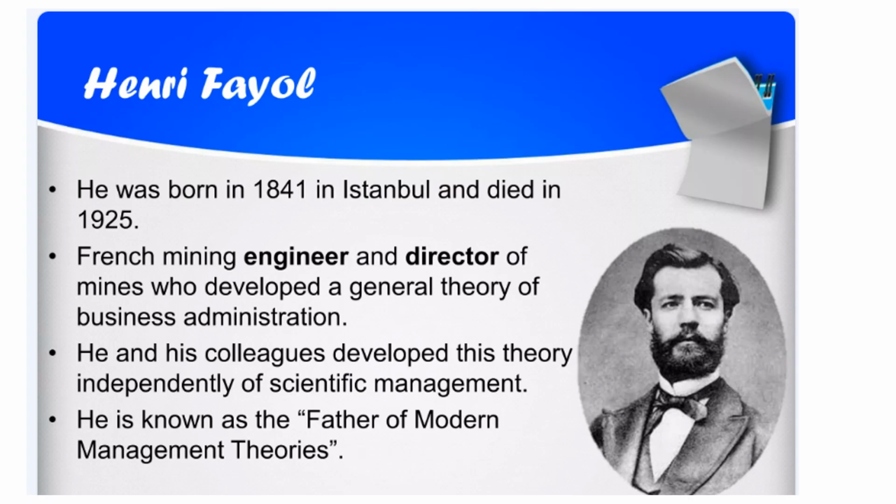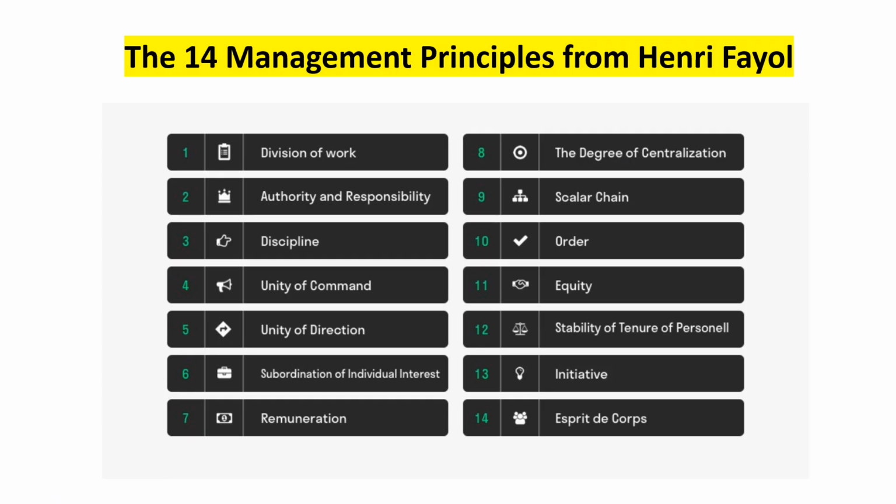Now we'll see modern management theories given by Henri Fayol. This could be asked in your UGC-NET examination. The 14 management principles from Henri Fayol: division of work, authority and responsibility, discipline, unity of command, unity of direction, subordination of individual interest, remuneration, the degree of centralization, scalar chain, order, equity, stability of tenure of personnel, initiative, and esprit de corps.